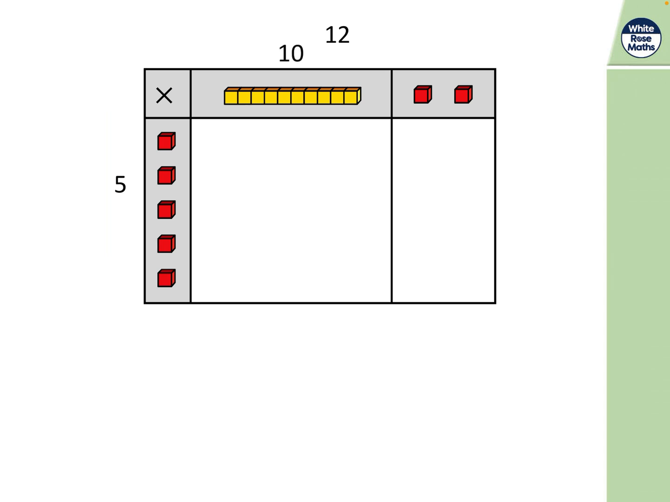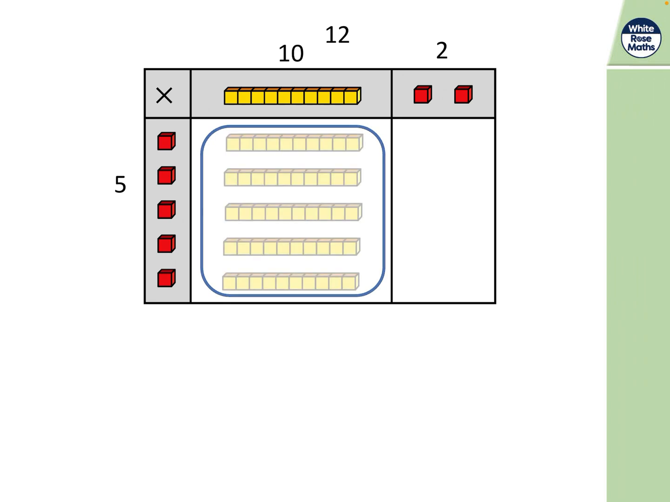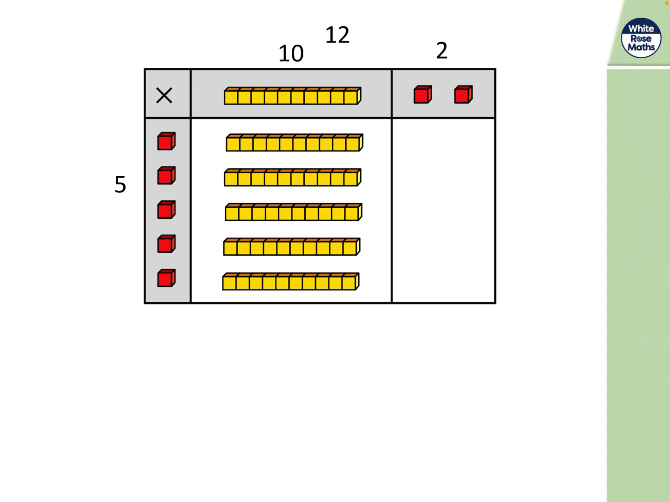So we've got our 5 multiplied by 12, and what we need to do is work out, we've got our 10 and we've got our 2. We need to work out what 5 times 10 is and 5 times 2. So let's have a look. We can do this one first. We want 5 lots of 10. Here we go: 5, 10, 20, 30, 40, 50. Well done. And we're going to work out this one now.